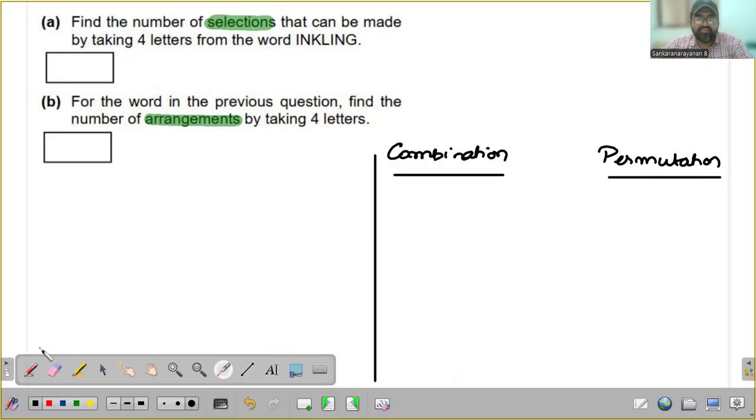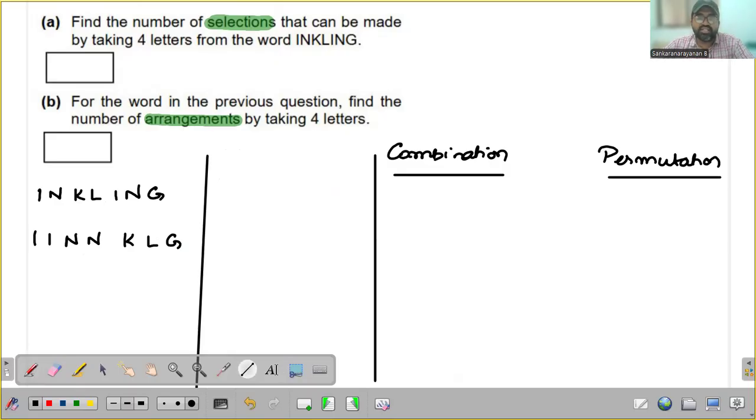Okay. So the word that is given here, it is inkling, I-N-K-L-I-N-G. You can see that there are two I's here, I and I. Then we can consider that there are two N's, N and N. Then you have K, you have L, and you have G. 1, 2, 3, 4, 5, 6, 7. Now, there are different cases that you have to consider. So, I shall present all these cases one after the other.